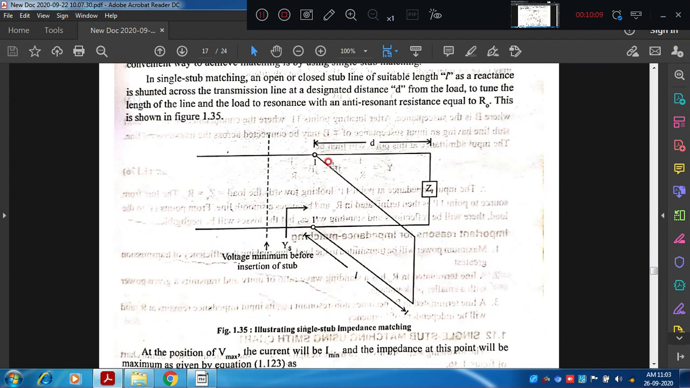So that at a particular distance D and of length L, if I insert the stub, there will be no reflection at all. Therefore whatever power is transmitted from the source side will be completely transferred to the load end without any reflections, so the performance of the transmission line as well as the efficiency will increase.